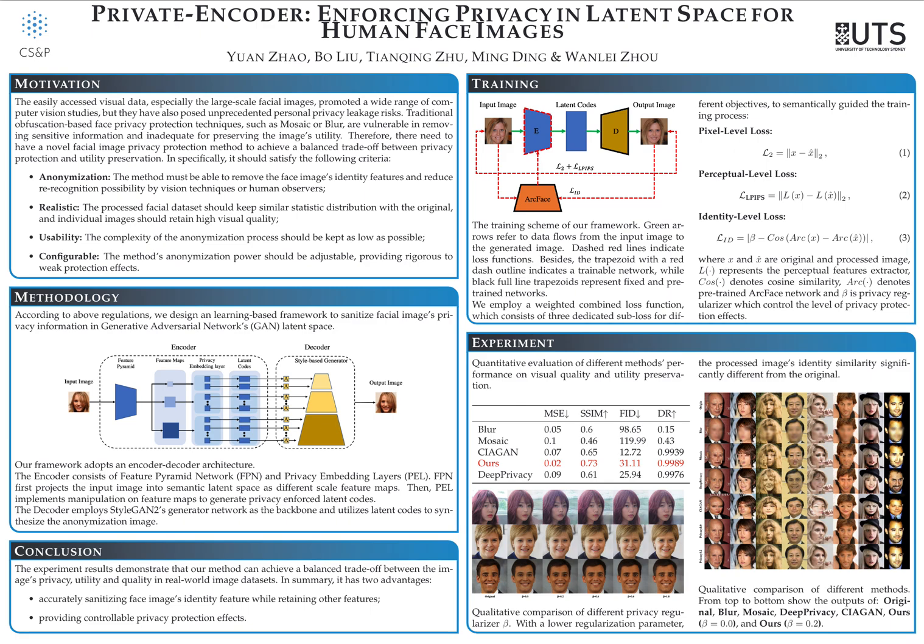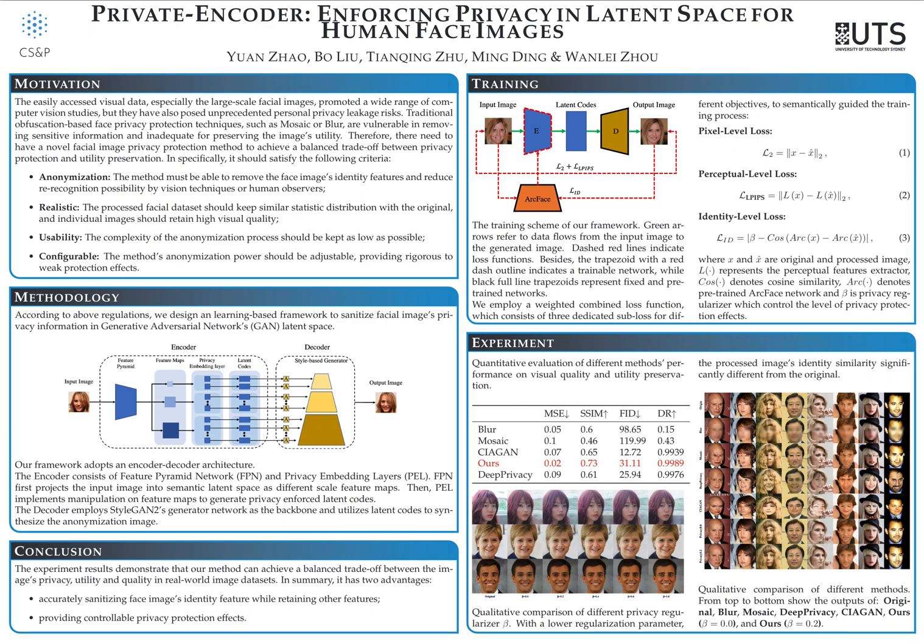To satisfy the above criteria, we design a learning-based framework to synthesize facial image privacy information in a generative adversarial network's latent space. The overview of our framework is illustrated in the methodology part. We can see it adopts an encoder and decoder network. The encoder consists of a feature pyramid network and privacy embedding layers.